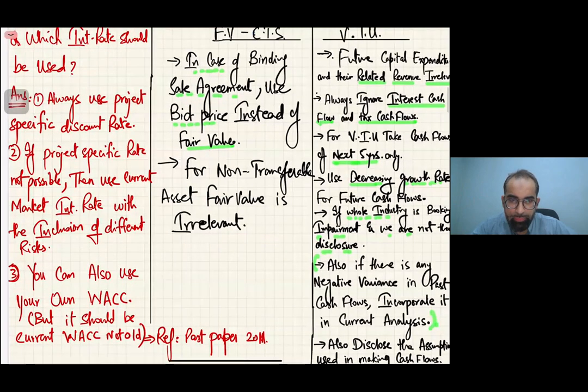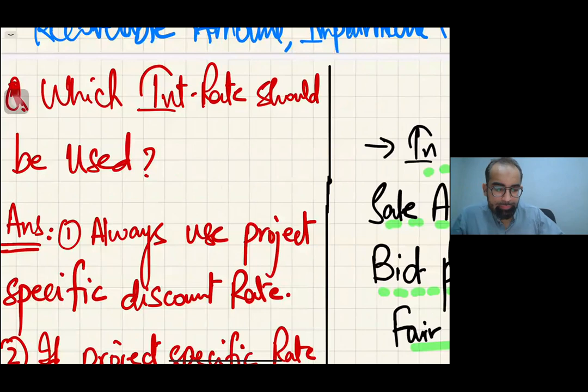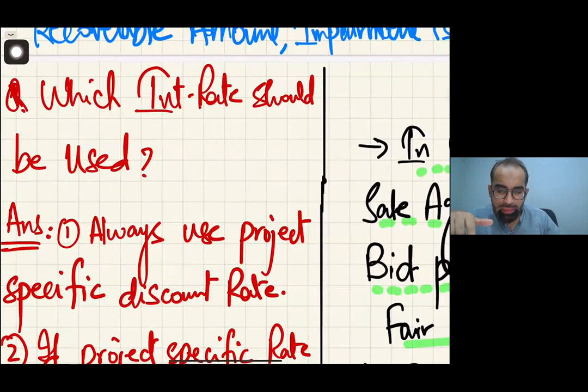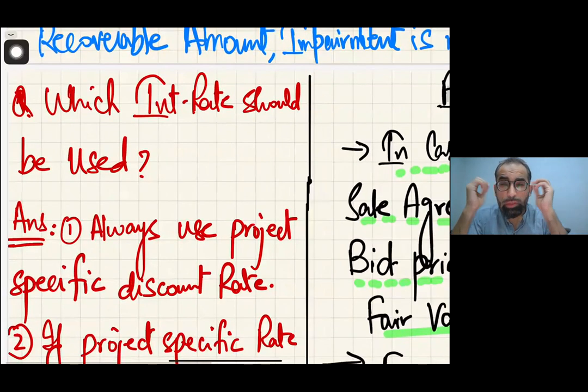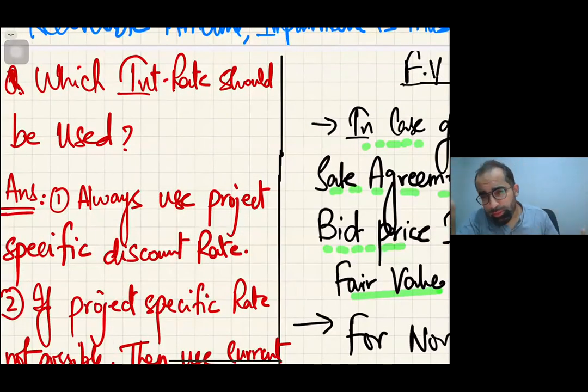Now the next issue, look here. This also came in one of the past papers I saw. For value in use calculation, you need to do discounting, and for discounting, my dear student, you must use an interest rate. Which interest rate is to be used? If you have studied F9, the basic financial management paper, you remember these points. Look at me.